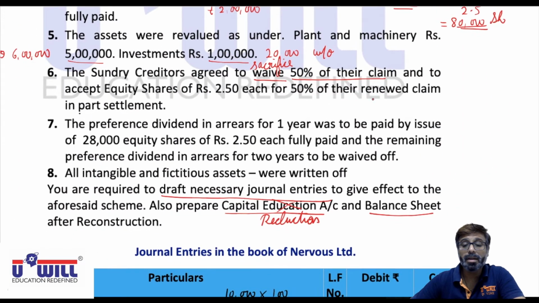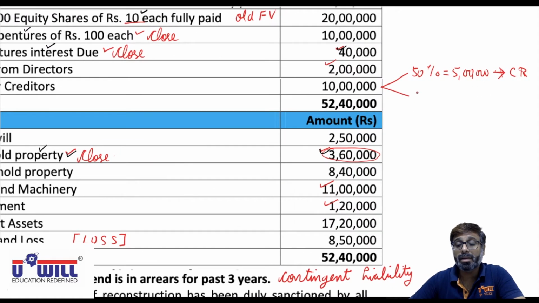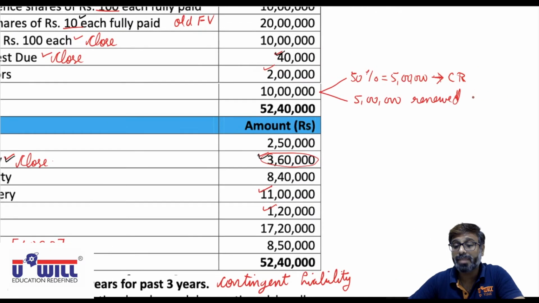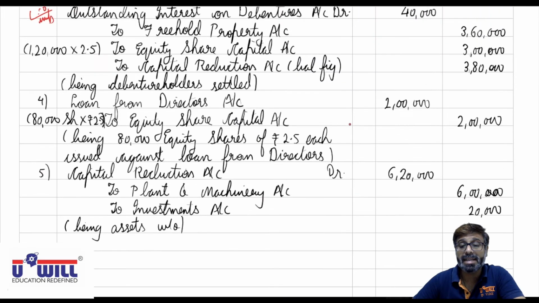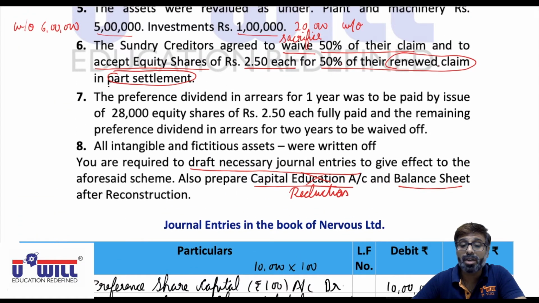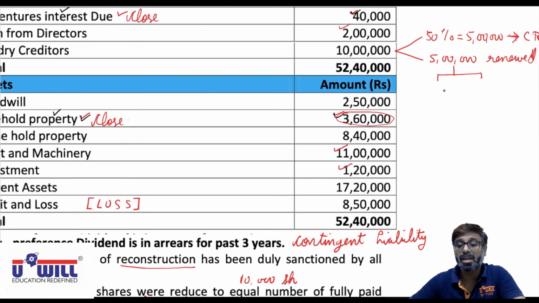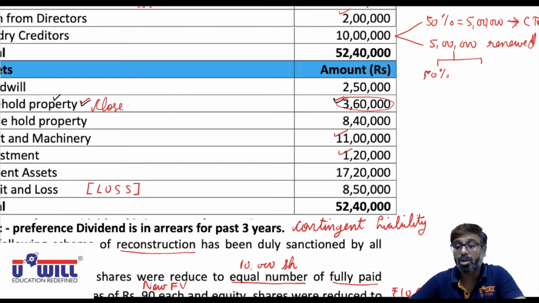Further, and to accept equity shares of rupees 2.5 each for 50% of their renewed claim in part settlement. Means remaining is not fully settled. What is the remaining amount? Remaining is 5 lakhs. Can I say this 5 lakhs is the renewed claim because 5 lakhs they have already sacrificed. Now out of this renewed claim of 5 lakhs, they accept equity shares of 2.5 each for 50%. So 5 lakhs 50%, that is 2,50,000. For this they accept equity shares of 2.5 each, means you can say 2,50,000 divided by 2.5. They will be taking 1 lakh shares for this.